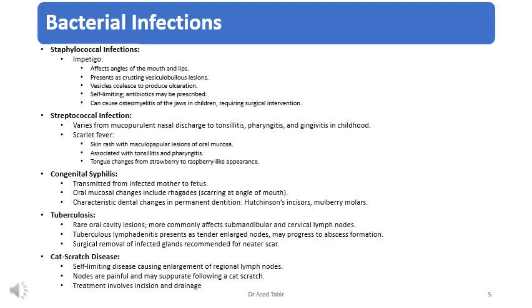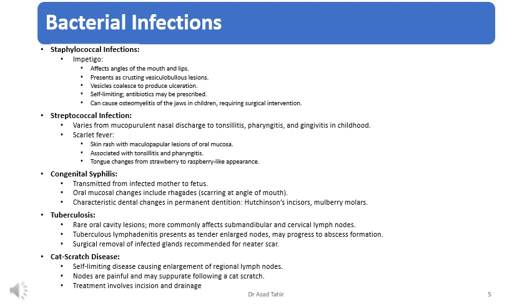Staphylococcal infection can cause osteomyelitis of the jaws in children, requiring surgical intervention. Streptococcal infection varies from mucopurulent nasal discharge to tonsillitis, pharyngitis, and gingivitis in childhood. Scarlet fever: skin rash with maculopapular lesions of the mucosa, associated with tonsillitis and pharyngitis, tongue changes from strawberry to raspberry-like appearance. Congenital syphilis is transmitted from infected mother to fetus. Oral mucosal changes include rhagades, scarring at the angle of mouth. Characteristic dental changes include Hutchinson's incisors and mulberry molars.